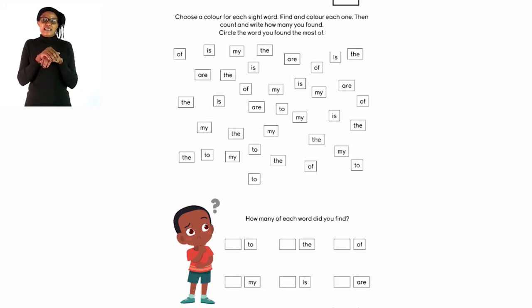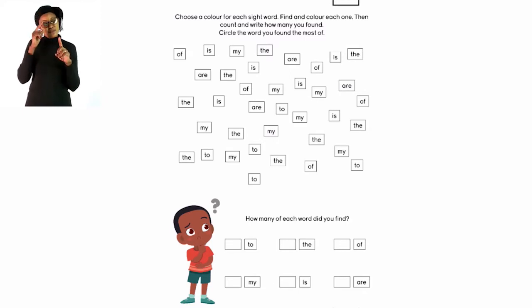Choose a color for each sight word. Find and color each one. Then count and write how many you found. Circle the word you found the most. So let's start off with our coloring. It says, choose a color, so you can make use of different colors.